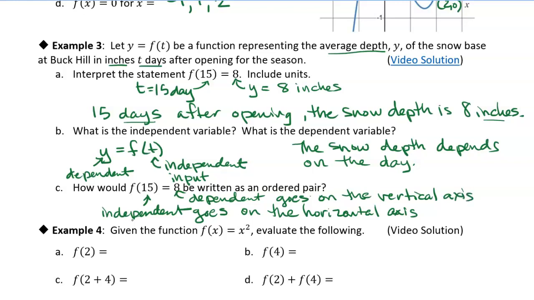Okay. And so as an ordered pair, if we're going to graph this, it would be the pair 15, 8. All right, because the variable that comes first is always the horizontal coordinate, right? And that's going to be the independent variable. The dependent variable goes on the vertical axis.